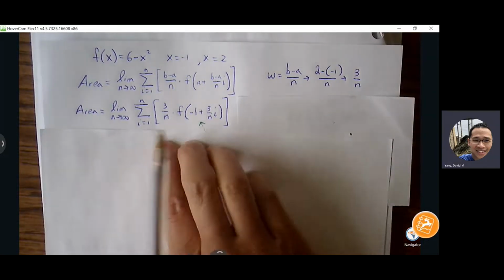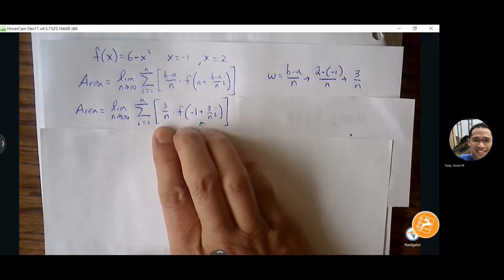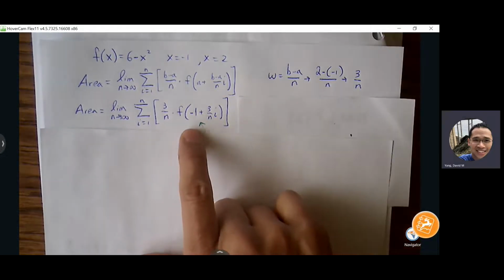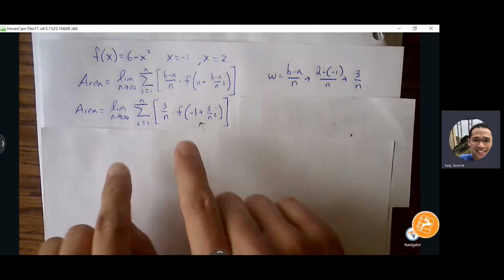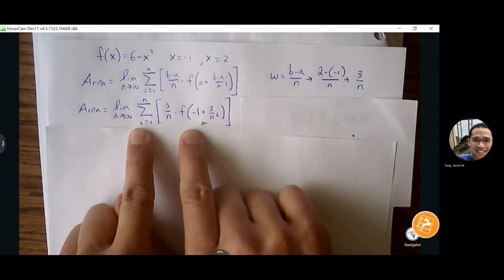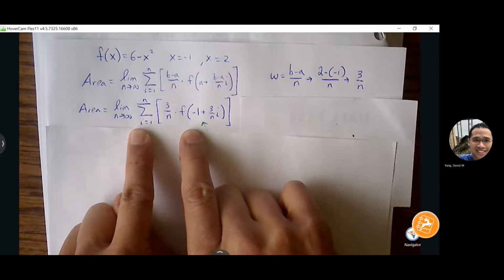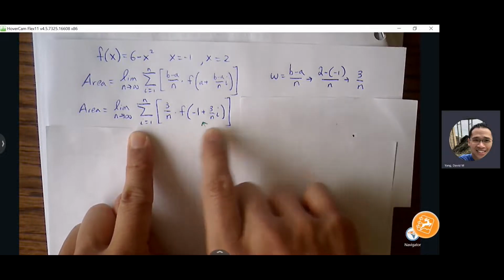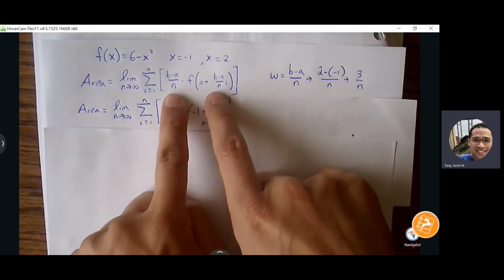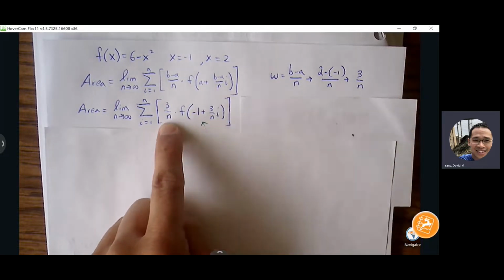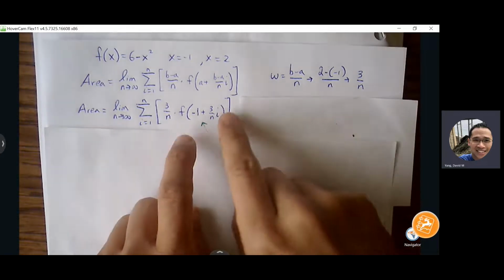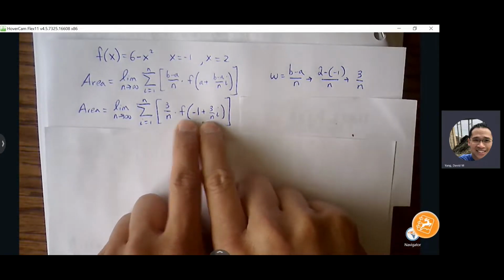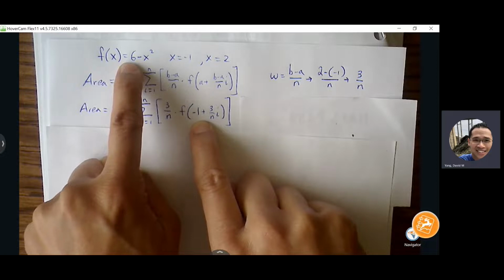So this is where we should be before we get that height component out of function notation. Okay, any questions up to this point? Yeah, the 3/n is going to replace your b minus a over n in 2 spots. One for the width and once within the height component. Okay, so now we have to get this out of function notation, and the 6 minus x squared is going to help us do that.